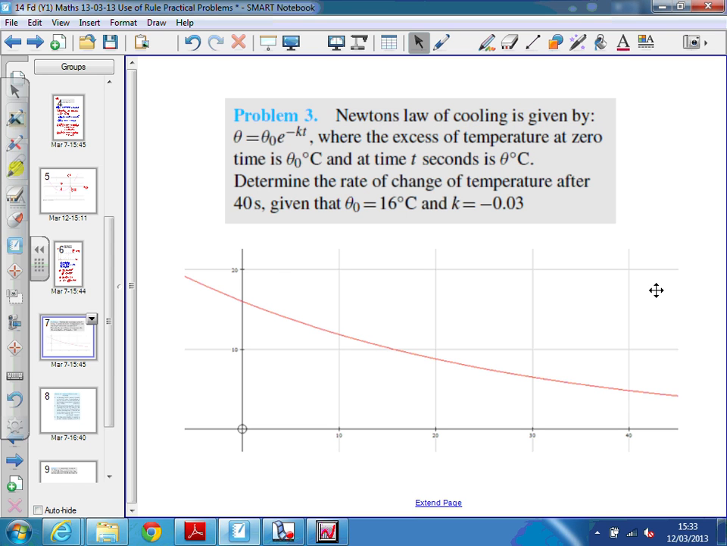This question, work problem number 3 then. Newton's law of cooling. Here it is. The temperature at a given time, theta t, equals the initial temperature, theta 0, e to the minus kt. So it's time dependent. So the function could be written theta, that's a function of time, theta t, equals the original temperature, theta 0, times e to the minus kt.